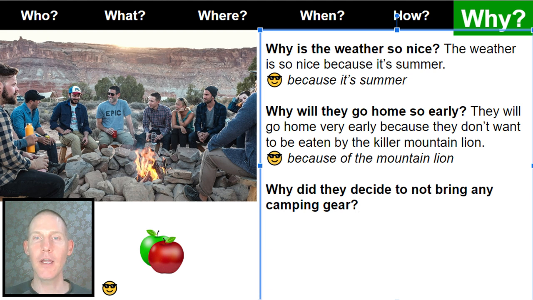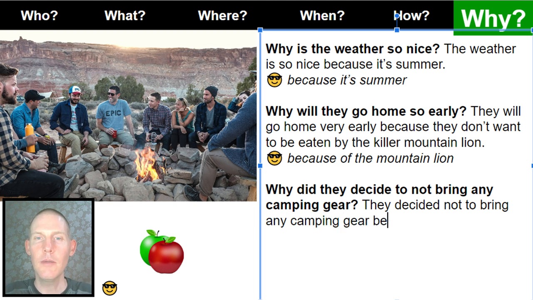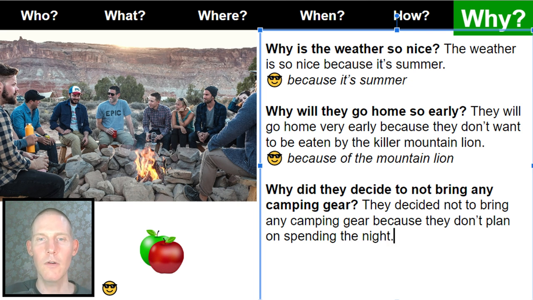Okay, why did they decide to not bring any camping gear? They decided not to bring any camping gear because they don't plan on spending the night. And if we say spending the night, we're not talking about money. It's kind of like spending time, I guess. Spending the night just means that you're going to sleep in that location. So tomorrow when you wake up, you're going to be in that same location because you spent the night there. You passed the night there.